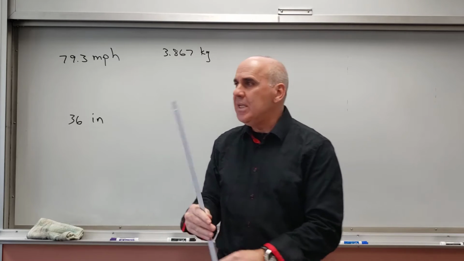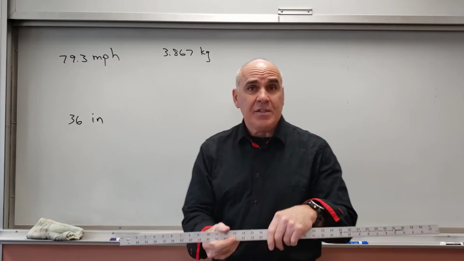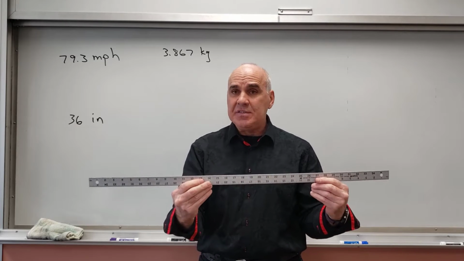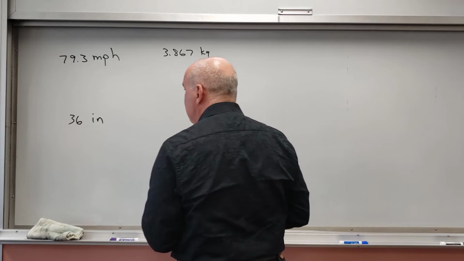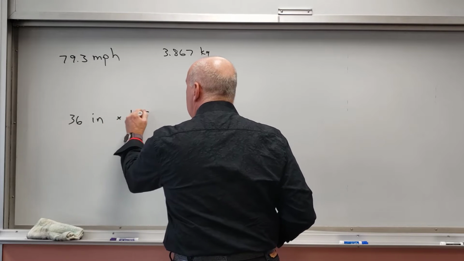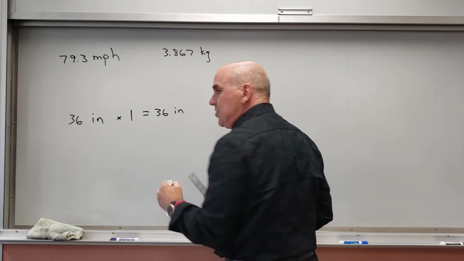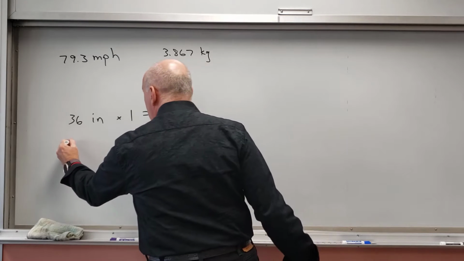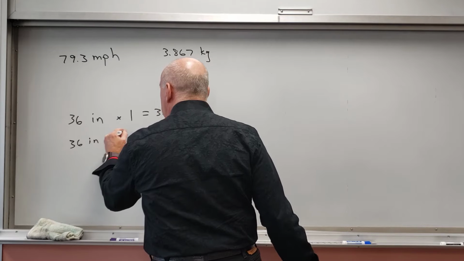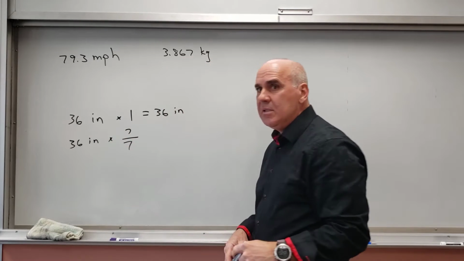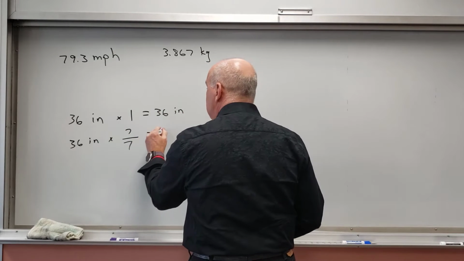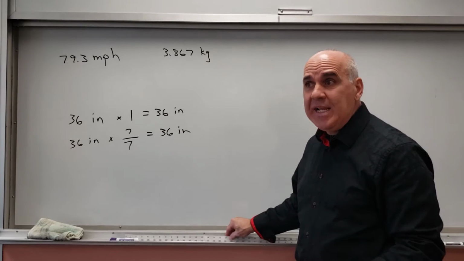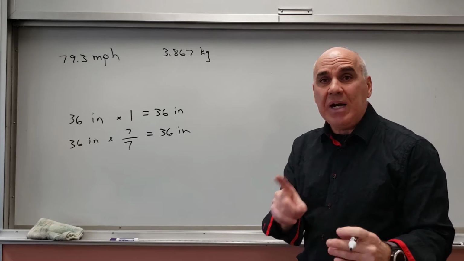What you have to do is multiply by 1. Why? Because if I multiply by 1, I don't change anything. If I take 36 inches and multiply 36 inches times 1, I get 36 inches. Nothing has changed. So if I take 36 inches and I multiply by 7 over 7, guess what I'm going to get? I'm going to get 36 inches. The length of the ruler is unchanged because I've multiplied it by 1, by unity.